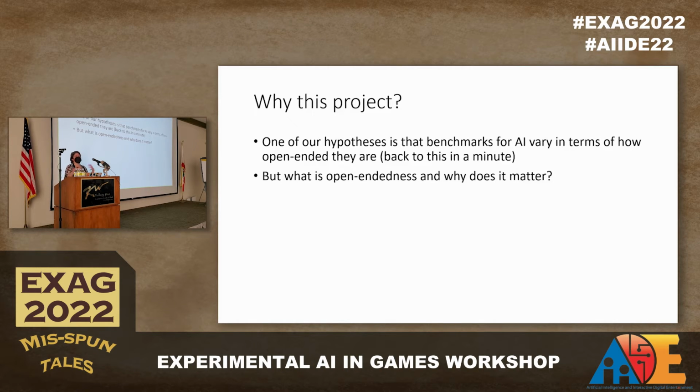are there nonlinear paths that different domains can encompass that might be more challenging for AI to solve. But also, like I mentioned, we're very interested in this concept of open-endedness just as an abstract phenomenon. So we're hoping that this method of analysis can not just apply to games, but can apply to a lot of different kinds of benchmarks and environments.